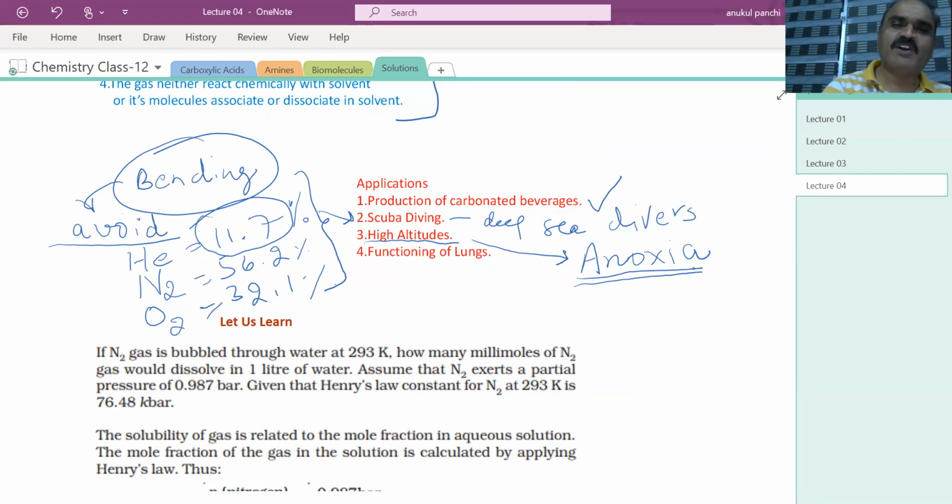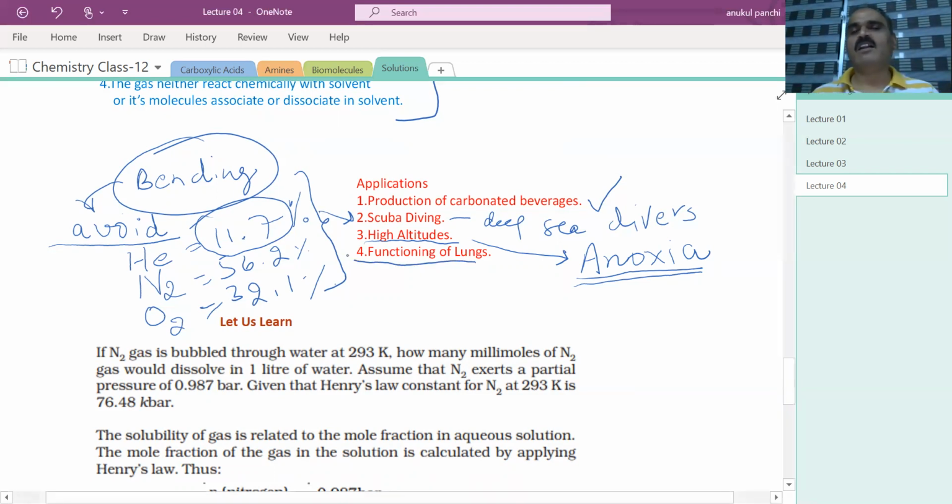Then, a very important function of lungs. Lungs function on this basis: when we inhale, when we take air in, the pressure increases. Now, the air which we take inside contains 80% nitrogen, 20% oxygen. But the KH value of N2 is more than that of O2. O2 is more soluble. That's why. And when we exhale, again, O2 comes out.